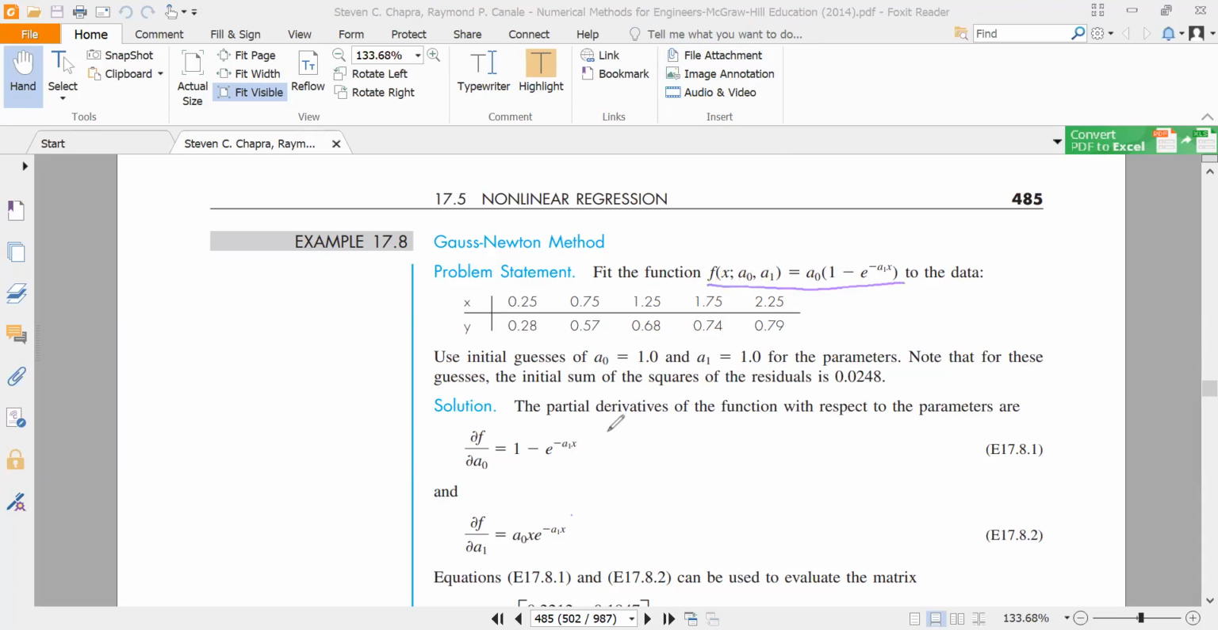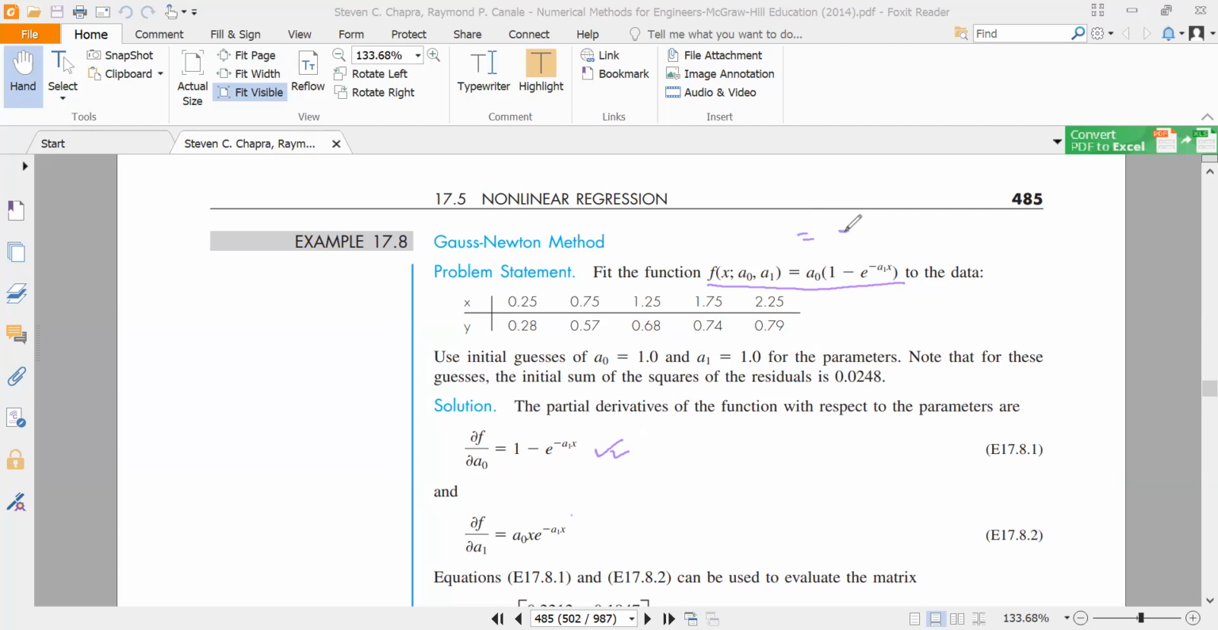Then our first thing is you have to calculate the derivative of your function with respect to the constants. We have two constants there, so two derivatives. I hope everyone can do that. If we take the derivative of this function with respect to a0, it will be equal to 1 minus e to the power minus a1 x. If we take the derivative with respect to the second variable a1, what will be the derivative?